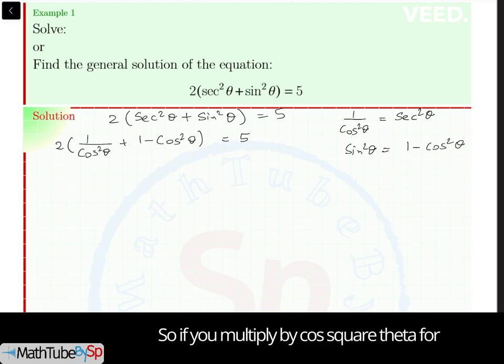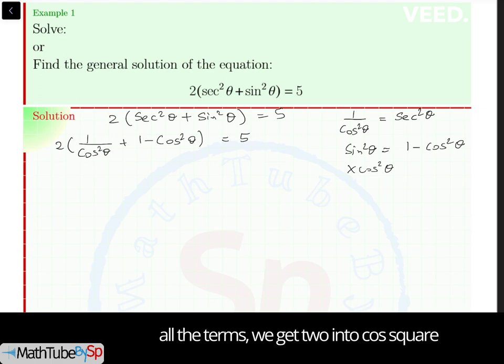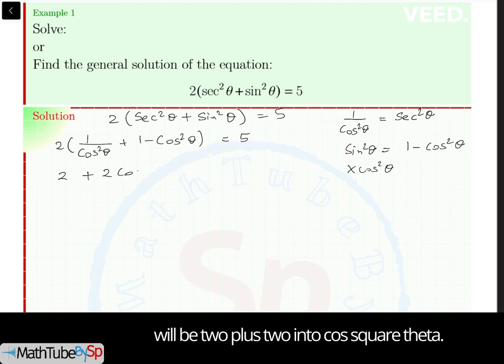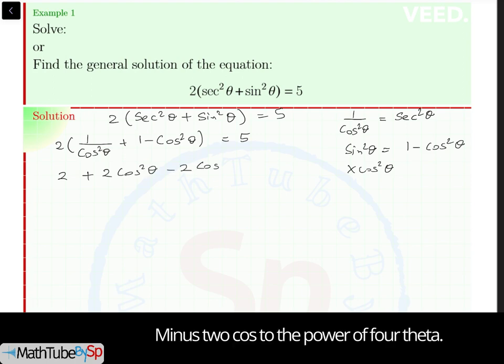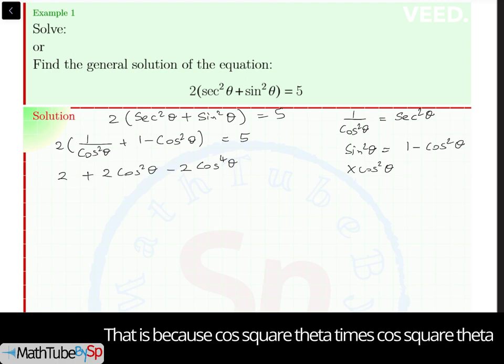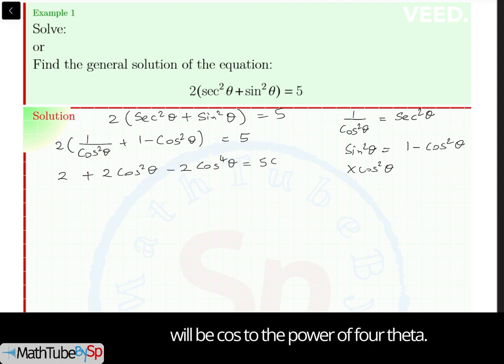So if you multiply by cos square theta for all the terms, we get 1 over cos square theta times cos square theta will be 1, plus 1 times cos square theta minus cos to the power of 4 theta. That is because cos square theta times cos square theta will be cos to the power of 4 theta. Similarly, on the right hand side we have 5 cos square theta. Let's collect all the terms on one side.